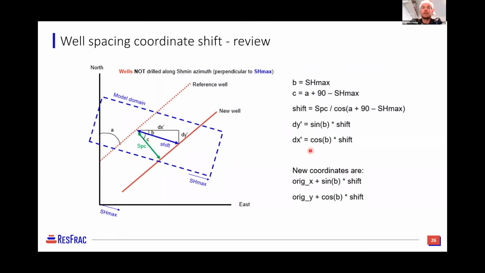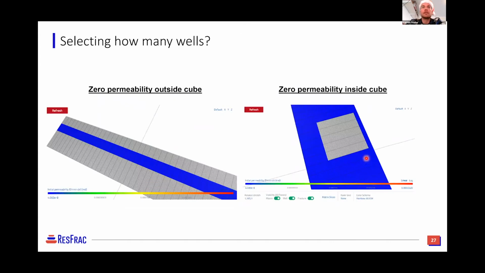And I provided a spreadsheet if you want to calculate this. However, what we didn't talk about were some of the features that might be helpful in setting up different well spacing sensitivities. So I'm going to cover 2 of those features that can help, and then we'll look at how we might apply those. Zero permeability cubes would be the first of those features.